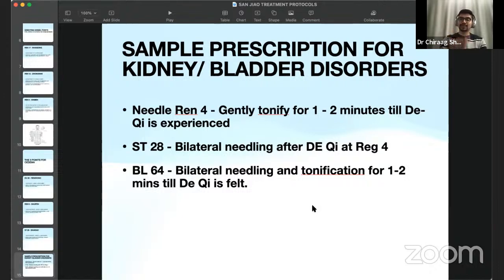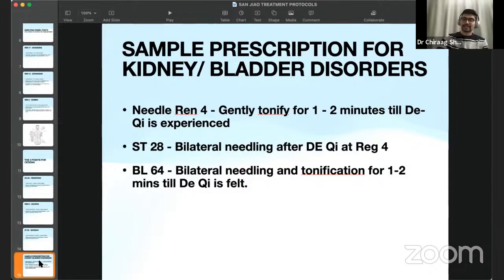First, we are communicating with the original Chi. We are communicating with the lower burner. Then we are using the points for edema in the lower burner. And then we are helping the Chi descend further through the urinary bladder by stimulating the bladder 64 point, which is the source point of the UB channel. This sequence just by itself, and most importantly, experience of De Chi by the patient, and you will get remarkable results in kidney and bladder disorders.